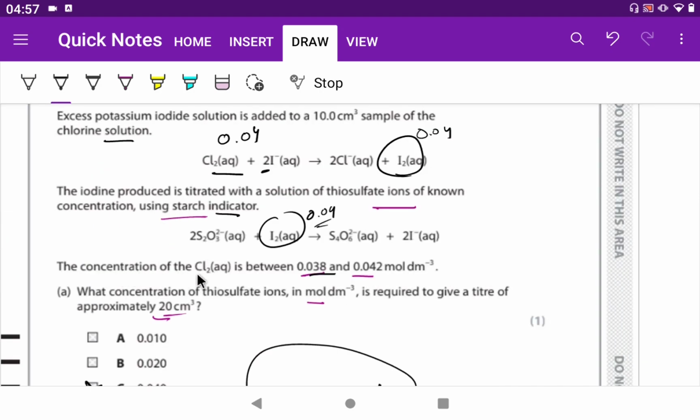So the concentration of this is given. This and this are in a 1:1 ratio. So suppose this is 0.04, this will also be 0.04, and it is 1:2, so it will be 0.02. And now this is produced or reacted with this. As this is 0.04 and it is multiplied by 2, I need to have this at 0.02.